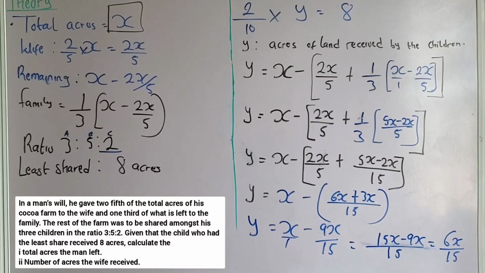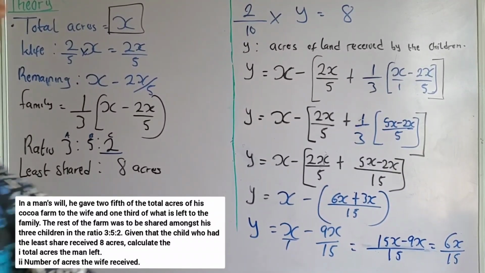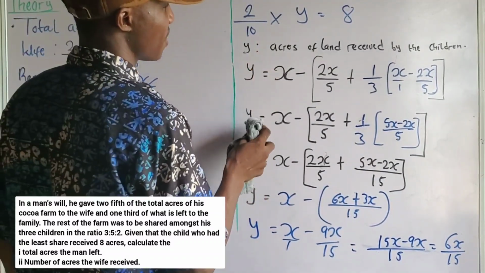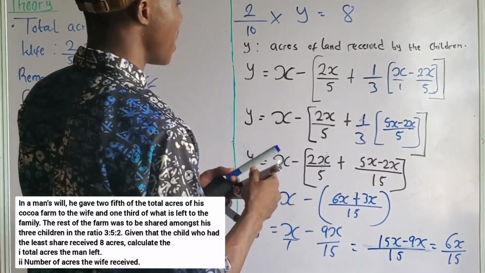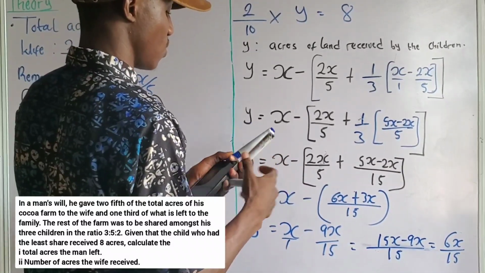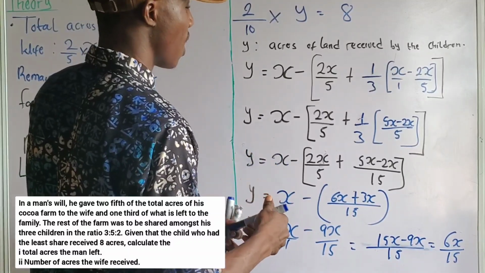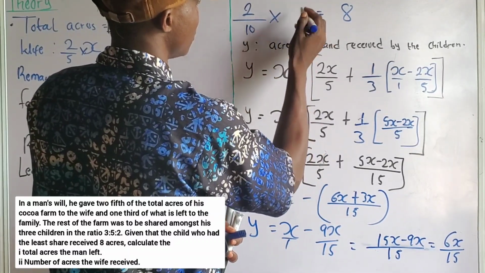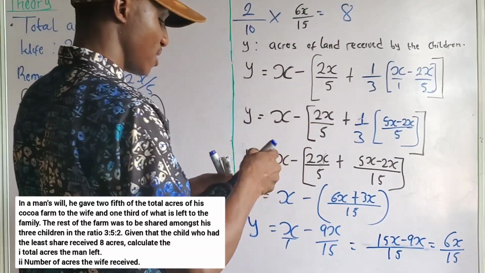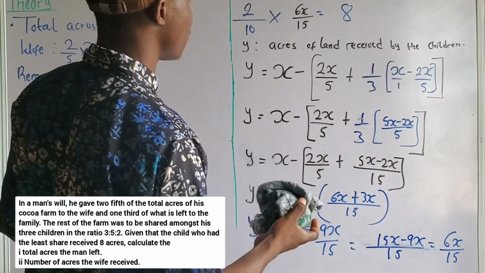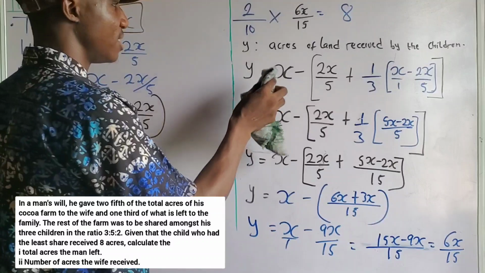Just pay attention, okay? So we have 6x all over 15. Now I can replace the value of y as 6x all over 15. So let us do that. Y is now 6x all over 15. Do you understand? Okay, now having gotten the value of y as 6x all over 15, let us erase this.